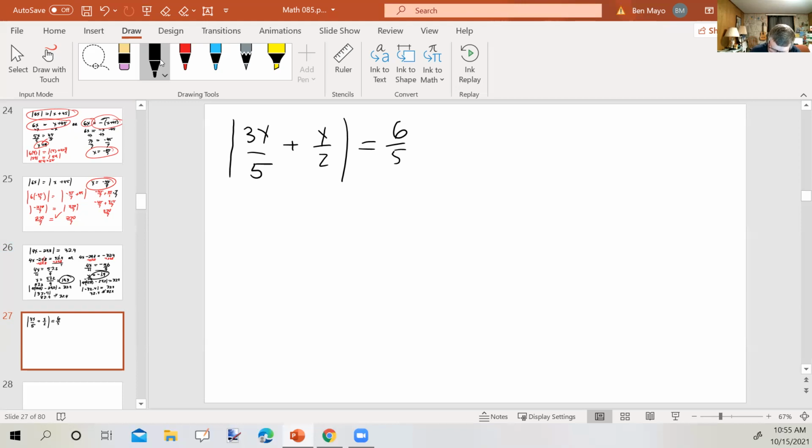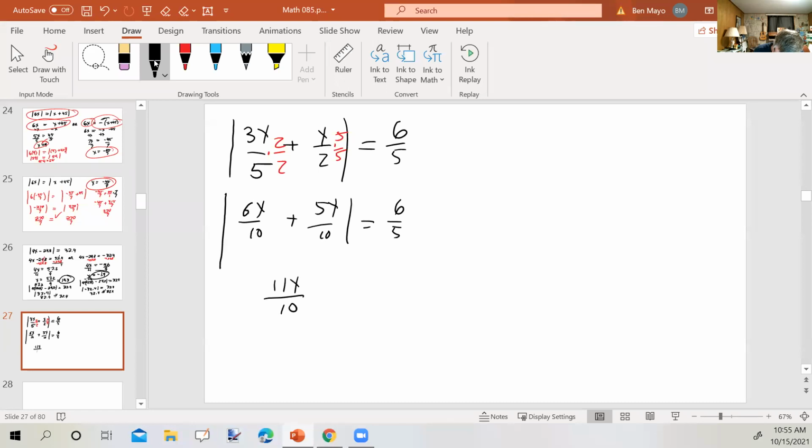Let's see, the common denominator would be 10. So I've got to multiply this by 2 over 2 and this by 5 over 5. That's going to give me the absolute value of 6x over 10 plus 5x over 10, which is going to give me the absolute value of 11x over 10. Okay, so I can simplify what's inside and combine it into a single fraction.